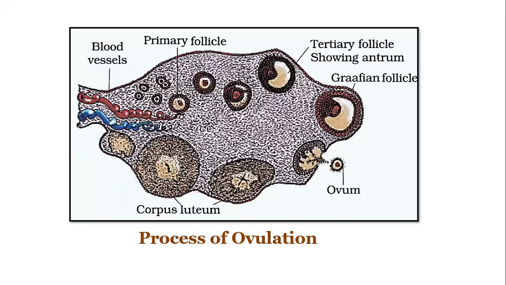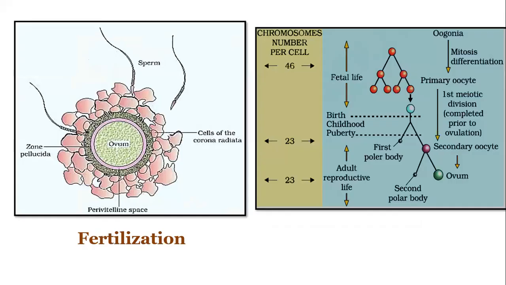Now, the ovum released by the ovary reaches the ampullary region of the fallopian tube. And if the sperm is available right then, it fuses and fertilization takes place. Now, copulation is the process of mating, which causes fertilization. You can see here in this picture.